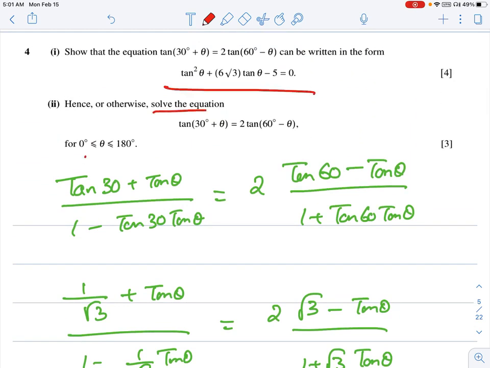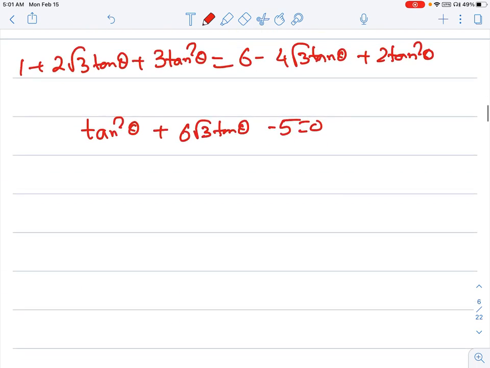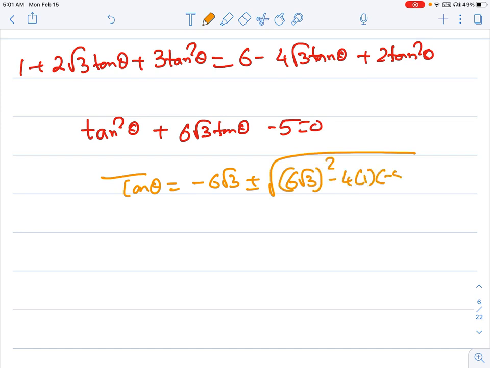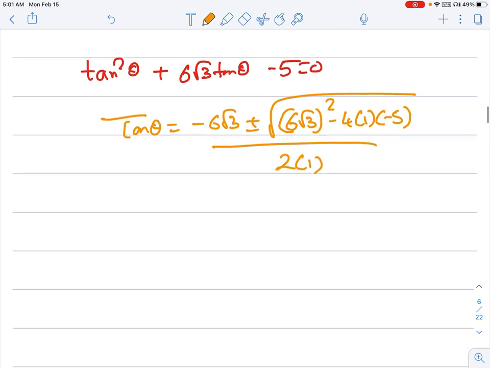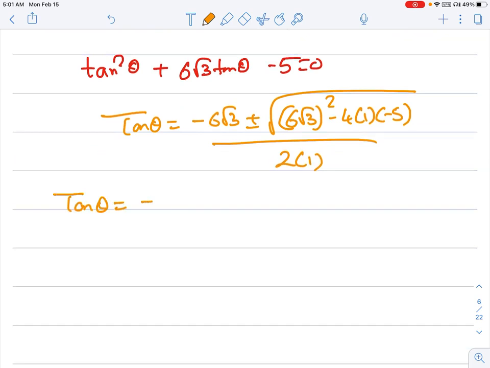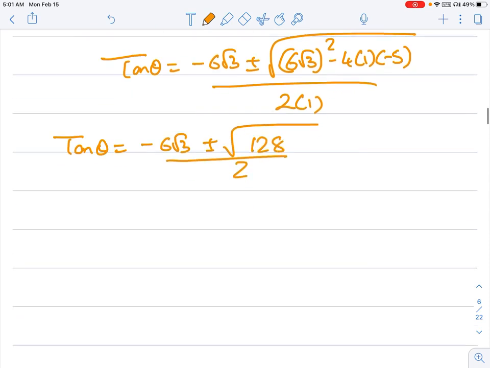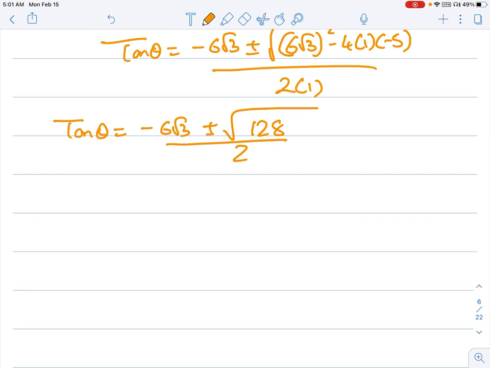Now in the next one, solve this equation between 0 to 180. So only positive angles. So it's a quadratic. Tan theta is equal to minus b plus or minus square root of b square minus 4ac upon 2a. So tan theta is equal to minus 6 root 3 plus or minus, this is 36 times 3, 108 plus 20, 128 upon 2. So theta is equal to tan inverse of minus 6 root 3 plus or minus square root 128 upon 2.